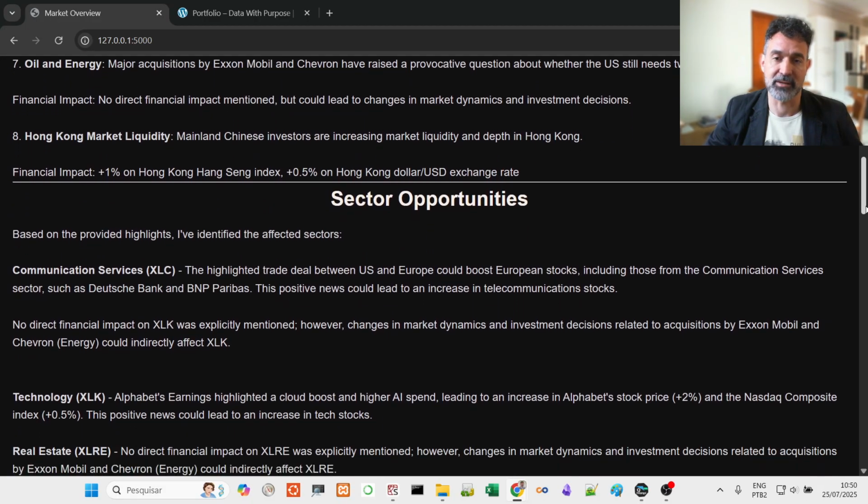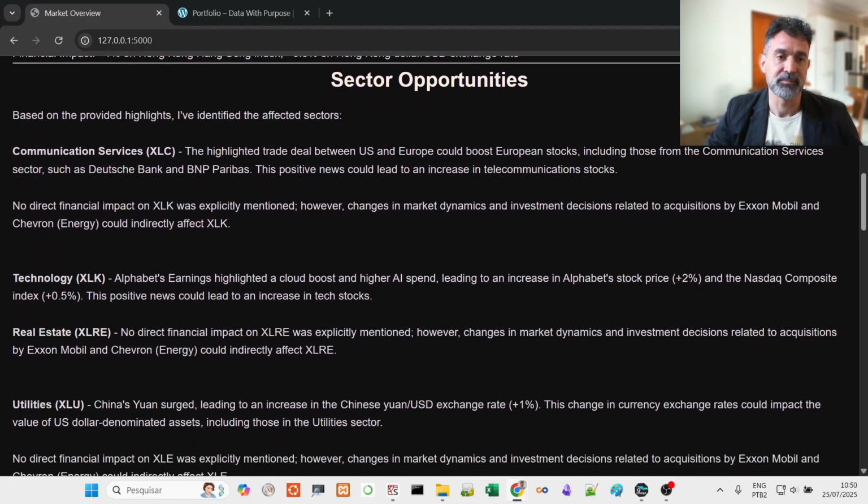And following this section, we have the sector opportunities, which is also created based on a large language model. It uses the information above, what's driving the market prices, and suggests what kind of ideas we could explore in each sector based on the market highlights. Okay, so this is to give us a direction on sector exposure and what could drive prices based on the news.